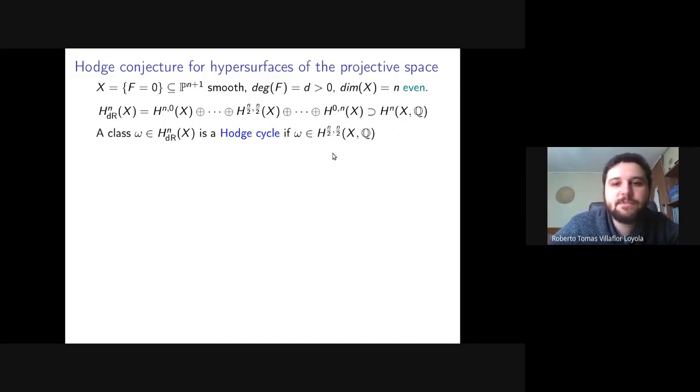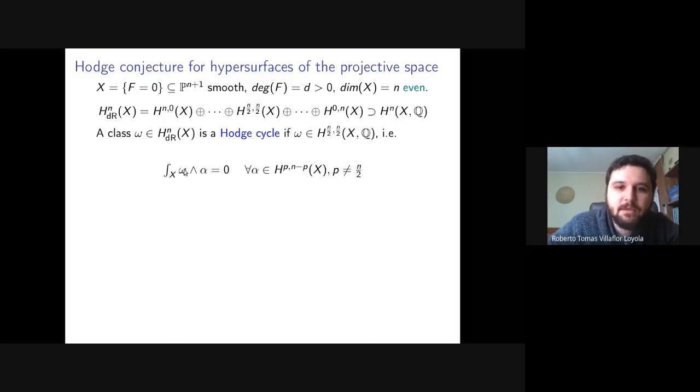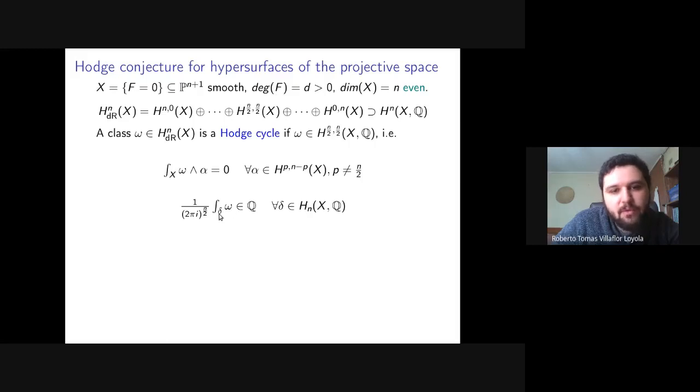So in concrete terms, we can see this by the following relation. In terms of integrals, we can express that a class is in the middle part of the Hodge decomposition in this way: these periods must be zero for every form not in the middle part of the Hodge decomposition. And the rationality can also be seen in terms of periods, right, in the following way. If we take the period over a rational cycle, it must be a rational number. So this expresses what a Hodge cycle is in terms of integrals.